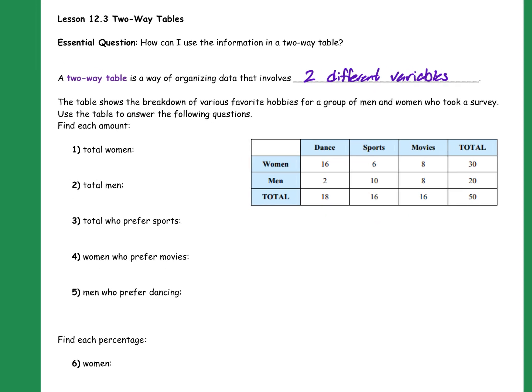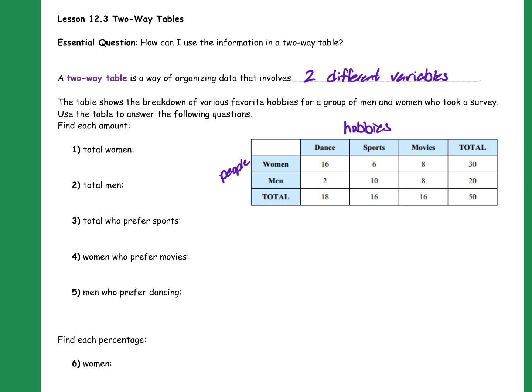So the table shows the breakdown. We're going to talk about the two different variables here, even though it looks like there's more than two variables. Various favorite hobbies. So one of my variables is hobbies. So this is hobbies, right? And a group of men or women, and this is people. So my two variables are people and hobbies, okay?